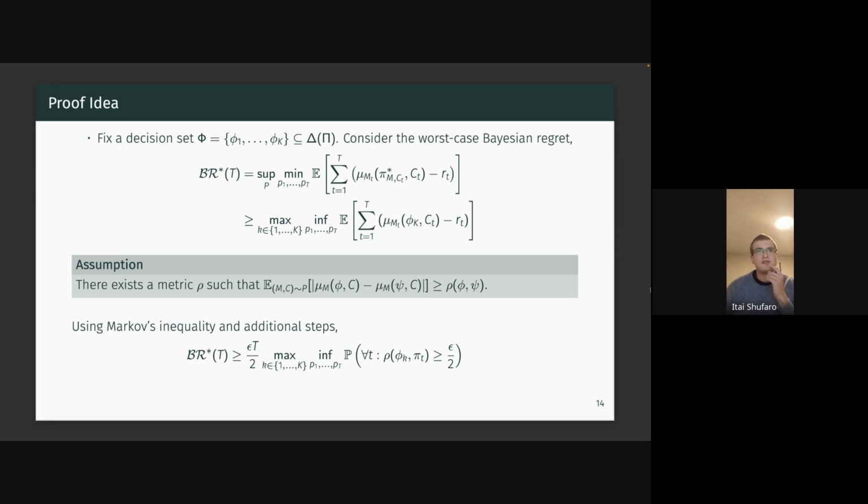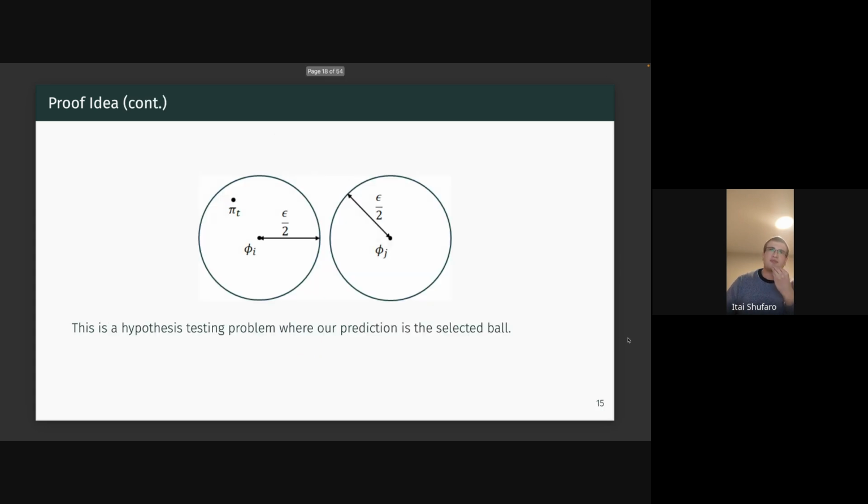All right. So here the Bayesian regret is upper bounded essentially by this probability here. What we're going to do now is turn this probability into the probability of error in hypothesis testing problems. It's actually a pretty standard technique. Let's say we have some stochastic decision phi I. Now, if the metric rho between pi t and phi I is less than epsilon by 2, we can think about it as having some sphere around the stochastic decision phi I, and then we ask ourselves, does the decision pi t land inside the sphere of phi I or not?